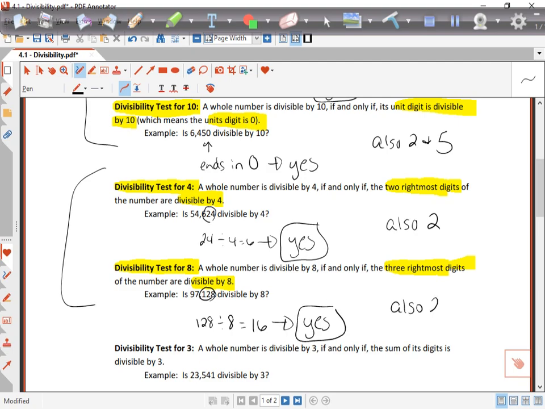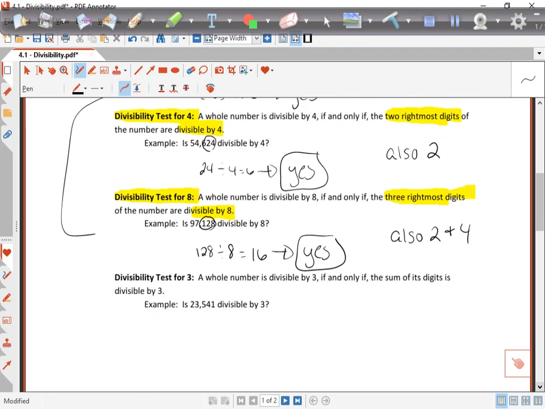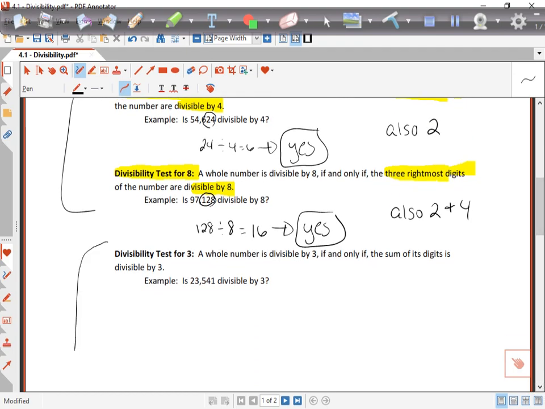It's also divisible by 2 because it's even. And by 4, because if you look at the last two digits, 28, 28 is divisible by 4. It's not divisible by 5 or 10. The next two rules go together.